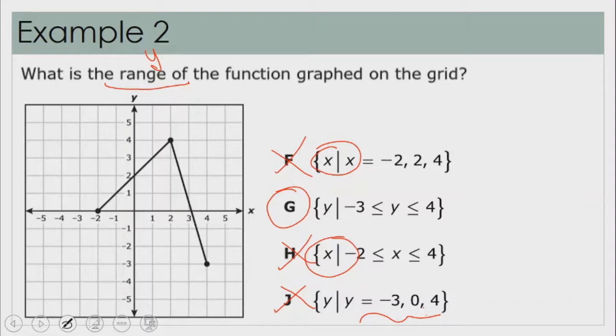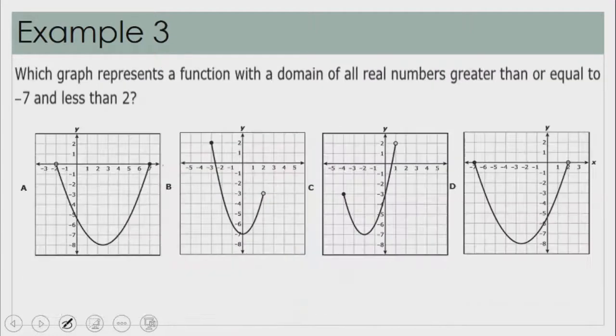But let's look at the graph. We can see that this is the minimum point, so that's -3, and the maximum point is at 4. And this point is closed, and this is also closed. That is, this is included, this is included. So you are looking at less than or equal to in both cases. So G is the correct answer.